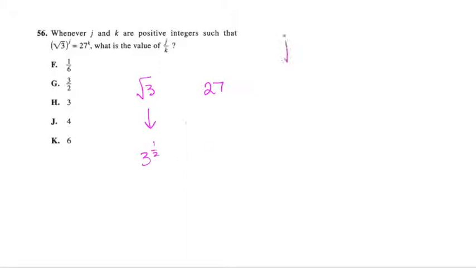If we look at exponents, that's really x to the m over n. In this case, there's a 1 here and there's a 2 here. So that's 3 to the 1 over 2. 27 is 3 cubed. So now they have the same base. All we're going to do is attach those other exponents.